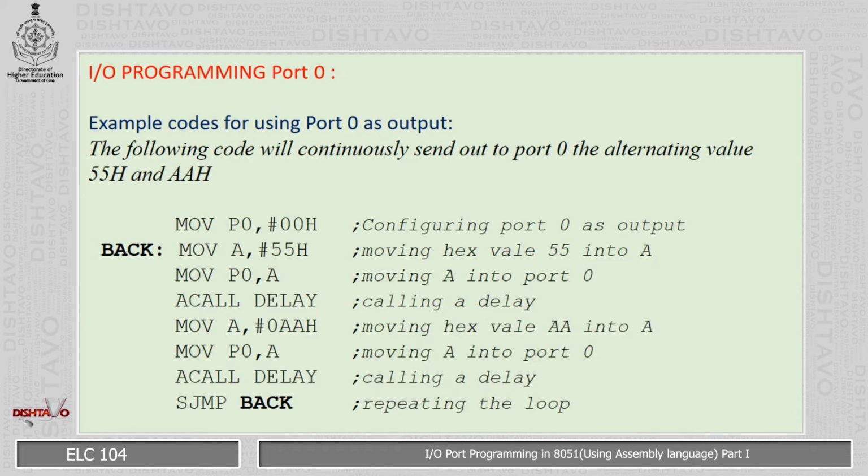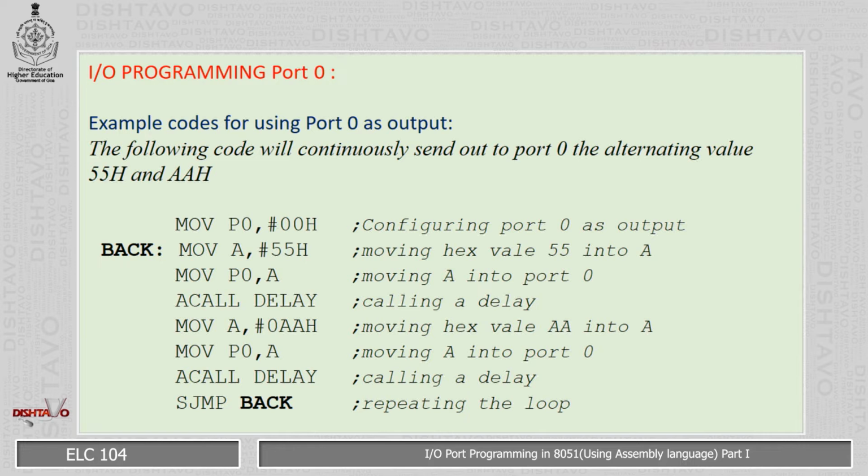Let's look at a basic program written in assembly language. The following code will continuously send out to port 0 the alternating values of 55 and AA. Why did we choose 55 and AA? What is 55 in binary? 0 1 0 1 0 1 0 1. That is 55 in binary. And AA is 1 0 1 0 1 0 1 0. If we alternate between these two values, first this one is on, then for the next time it will go off, on, off, on, off. So you'll get a blinking sequence.